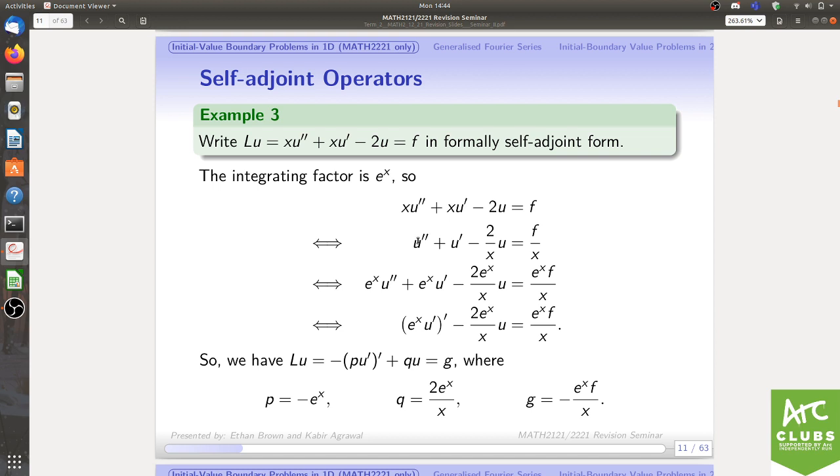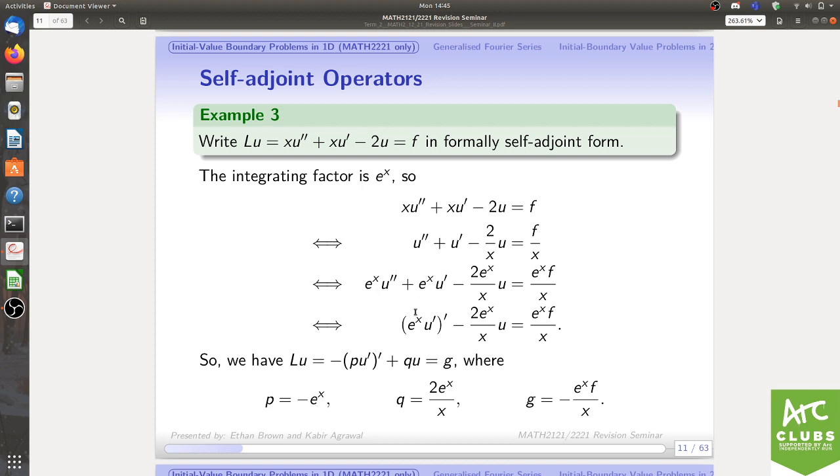So by dividing through by x, we end up with u'' + u' - (2/x)u = f/x. Now after that, we realize that the integrating factor is going to be e to the power of the integral of 1, which is the coefficient of u', with respect to x, which gets you e to the power of x, and we multiply the entire expression by e to the power of x.